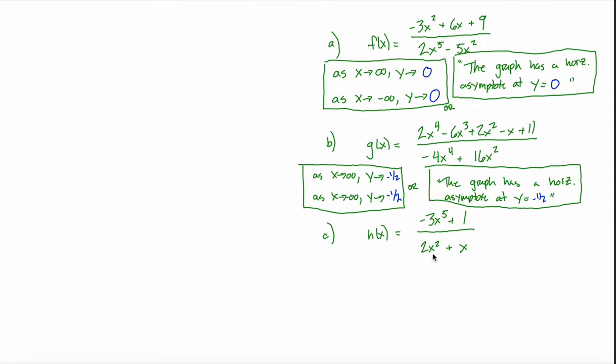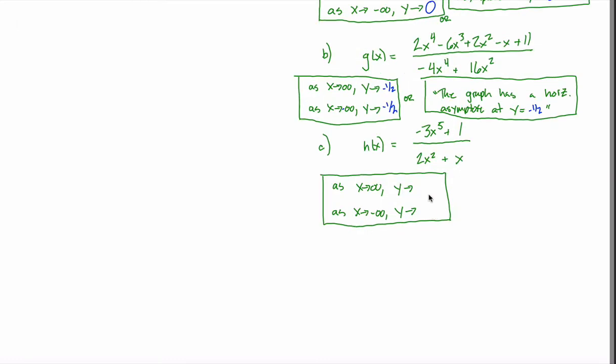There was this third case when the degree of the numerator was larger than the degree of the denominator, in which case you don't have a horizontal asymptote, so there's only one way you can write the end behavior. And it looked like this. And now to fill in the blanks, you could still ignore all of the terms except for the ones with the highest degree. So in the numerator, you ignore this plus 1 and just look at negative 3x to the fifth. In the denominator, you ignore this x and look at just 2x squared.